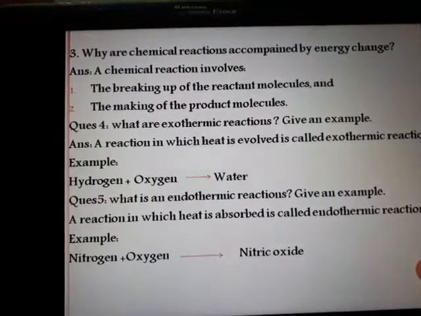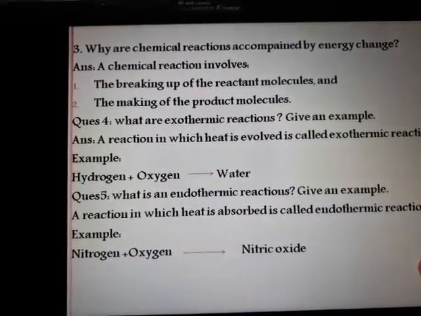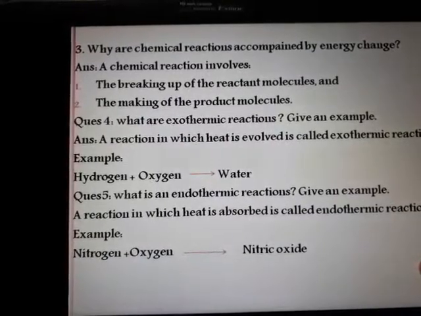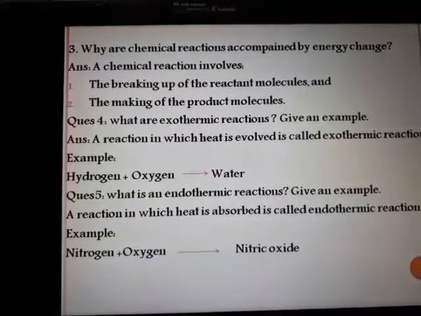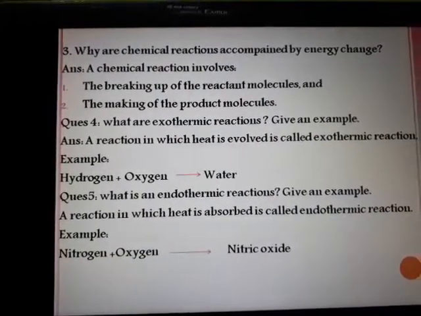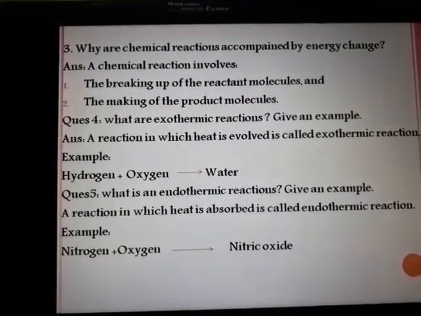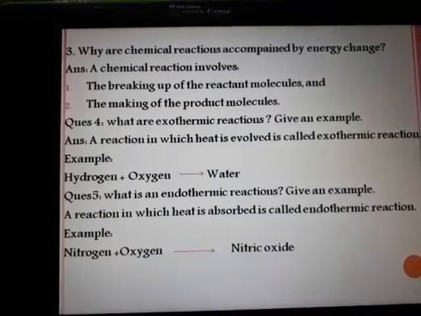Our question number 4, what are exothermic reactions? Give an example. Write down: a reaction in which heat is evolved is called an exothermic reaction. Example, hydrogen plus oxygen gives us water.